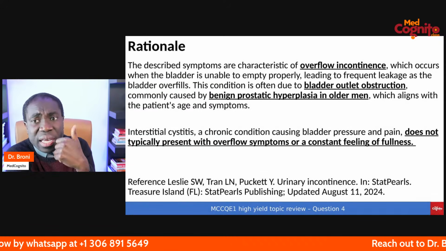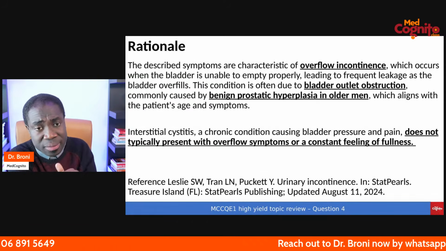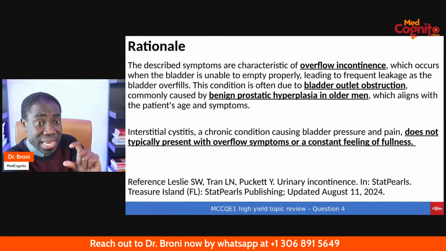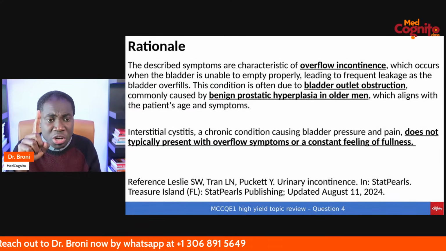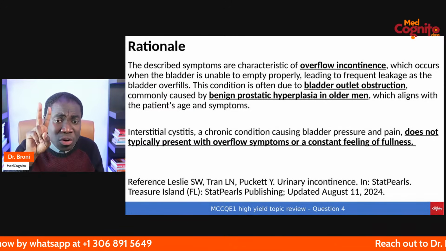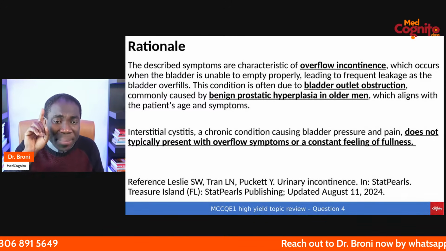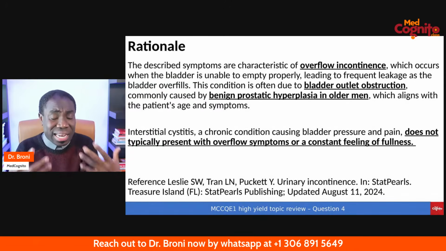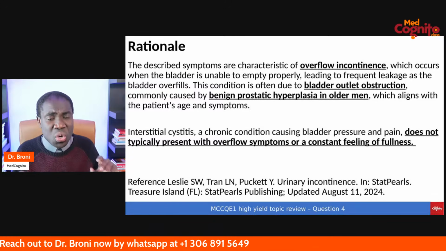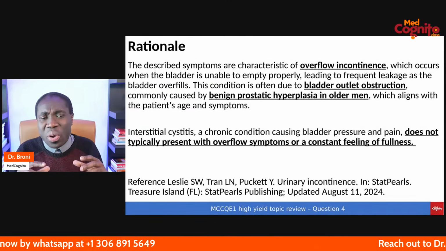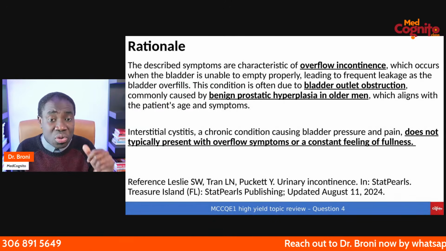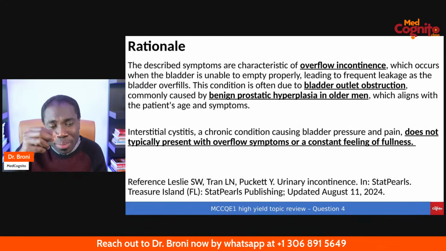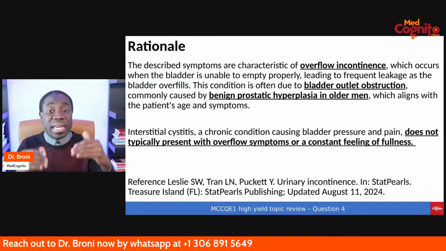So this lesson also teaches me something that, look, the commonest cause of bladder outlet obstruction in elderly men is, please, I need you to write this down, benign prostatic hyperplasia. I need you to write it down because we'll be dropping so many pearls as this class goes on. We are not just solving a question. We are using the questions to dig deep to know exactly what the Medical Council wants us to know. So benign prostatic hyperplasia is the commonest cause of bladder outlet obstruction in elderly gentlemen.